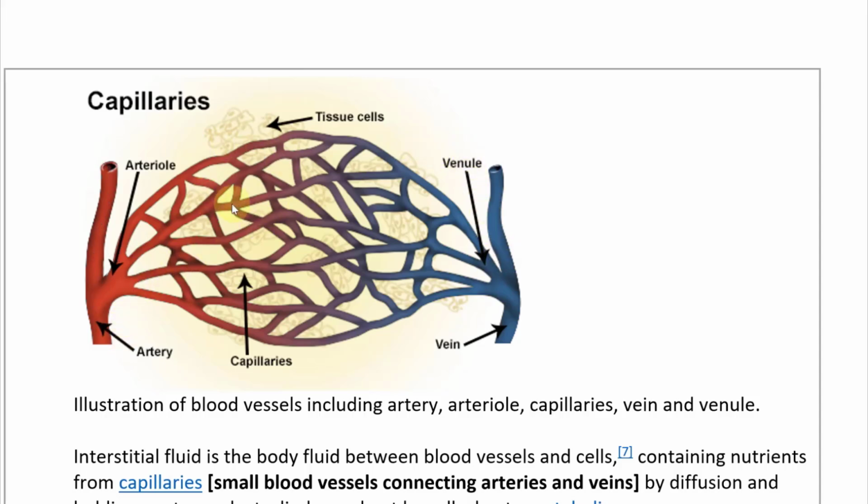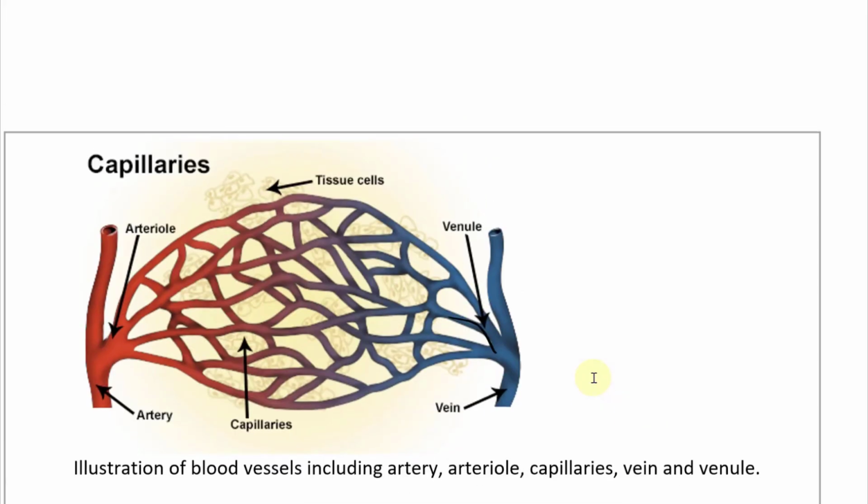There's the venule. It's coming back in. It goes in here, goes through there, goes all the way across, and goes in here. And then there's the vein. So the vein is the big one. The venule is the connection, and then the capillaries are the small network of blood vessels. The illustration of blood vessels including artery, arteriole, capillaries, vein, and venule.